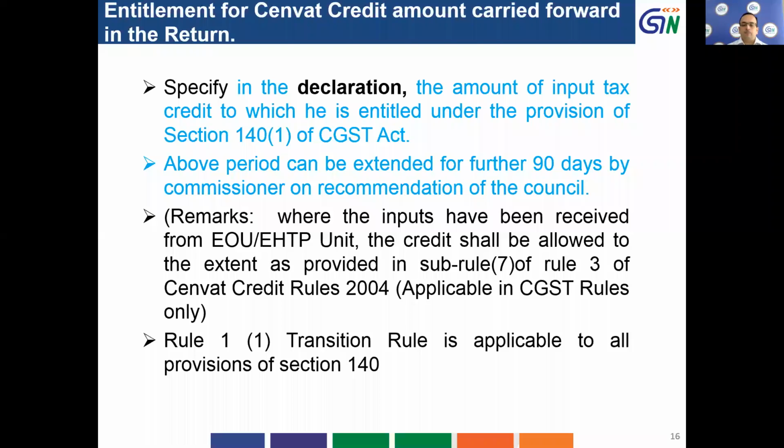Then there is a specific provision for EOU or STP units. If some taxpayer has received inputs from export-oriented units, then the credit shall be allowed to the extent provided in Sub-Rule 7 of Rule 3 of the Cenvat Credit Rules. So whatever the admissibility of that credit is under the Cenvat Credit Rules, that will be admissible to the taxpayer in the new regime. Then, as I have already discussed, Rule 1.1 of the transition rules is applicable to this particular rule.